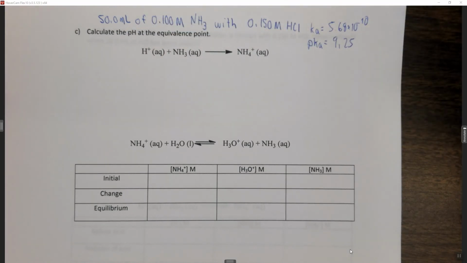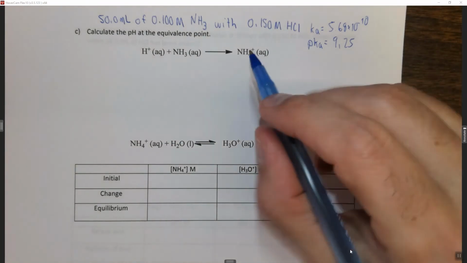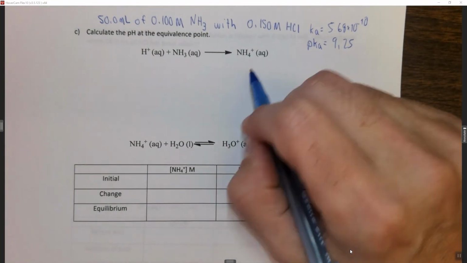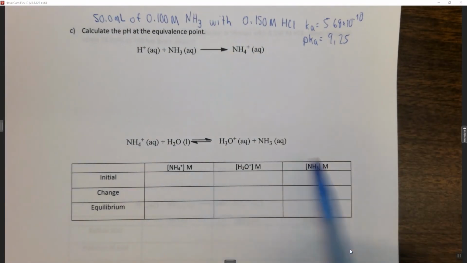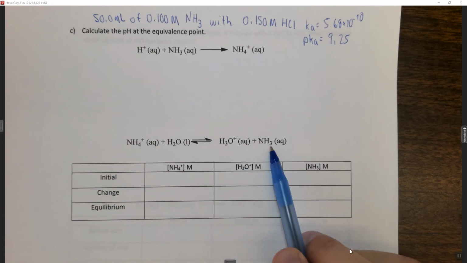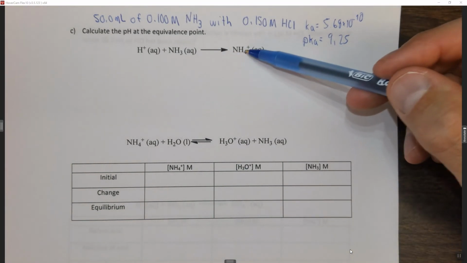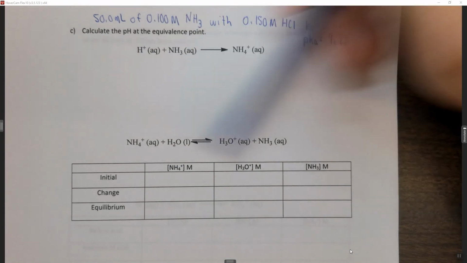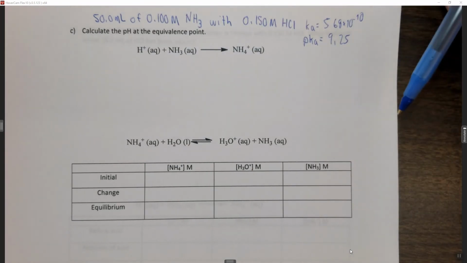Well, in order to do this, we need to know how much HCl needs to be added in order to reach the equivalence point. So we have H plus reacting with NH3 to form NH4 plus. Now, at the equivalence point, all we're going to have in solution is NH4 plus, which means the NH4 plus is going to interact with H2O to form H3O plus and NH3. Said another way, because we have all of the conjugate acid in solution, the pH should be slightly lower than 7 at the equivalence point.